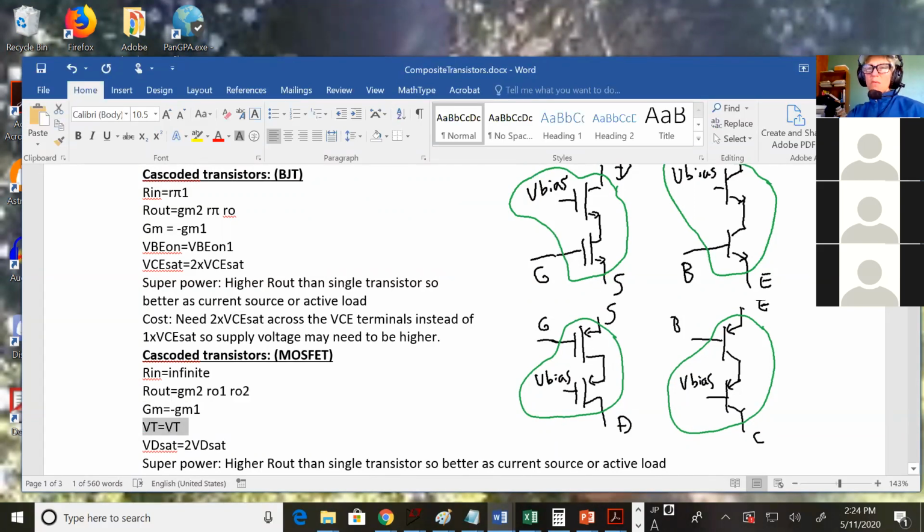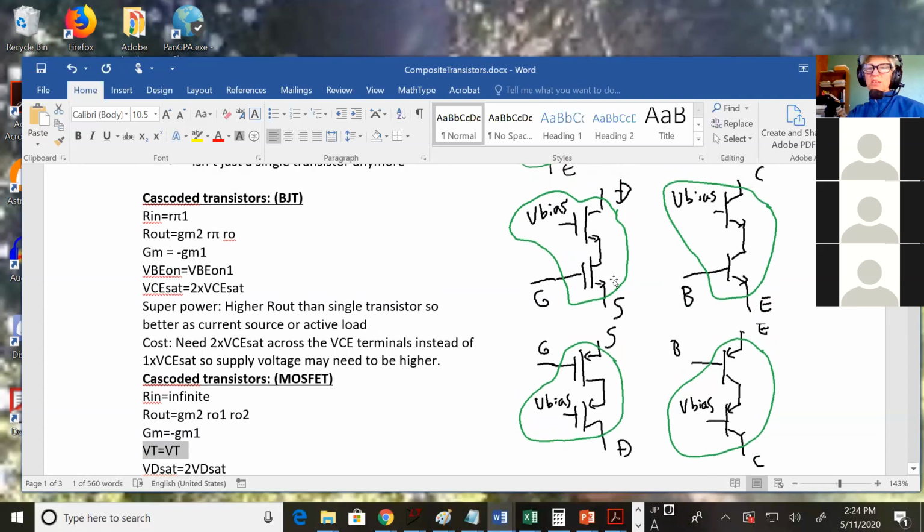Exactly. Okay. So to turn it on, you just need VT. What about how much voltage you need from the drain to the source to make sure both of these transistors are in the forward active region? VDS less than VGS minus VT. Okay. So that's the condition if you're looking at a single transistor and seeing whether it's in the forward active region.